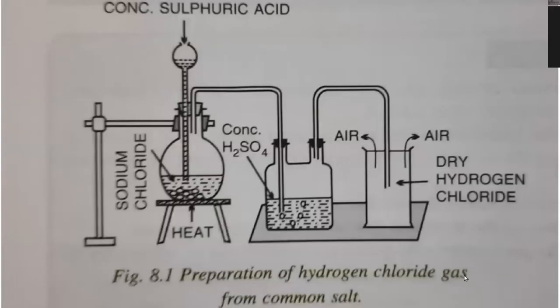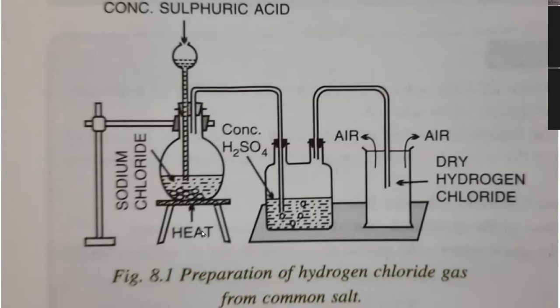Understood? See on your screen. The diagram is given there. This diagram, you have it in your book also, isn't it? Do you have it? Yes, sir. Okay, so you can see there in the first container, you have sodium chloride taken in a container. On top, you have a thistle funnel, isn't it? So from that thistle funnel, what is going in? Concentrated sulfuric acid.